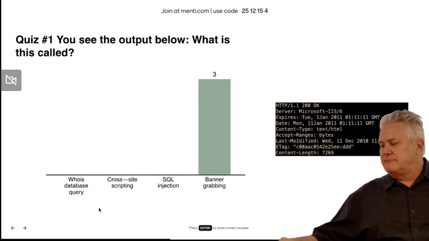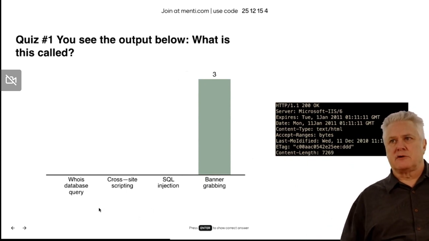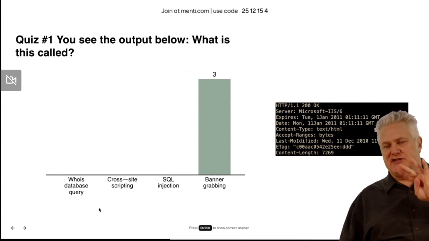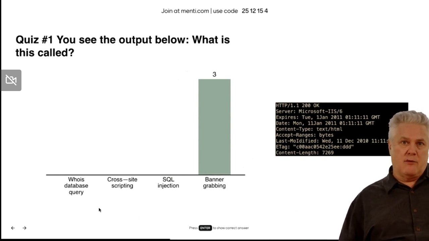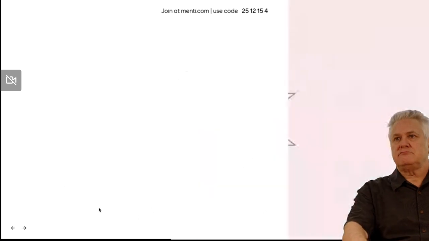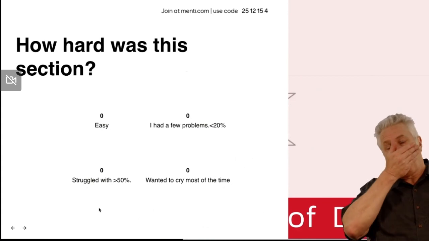You must have in your quiver, to be able to compare and contrast these four things, a clear definition of what cross-site scripting is, what a WHOIS database query is and what the results of it are, what SQL injection looks like, and what a banner grab is. Next one. Okay, so how hard was this section for you?